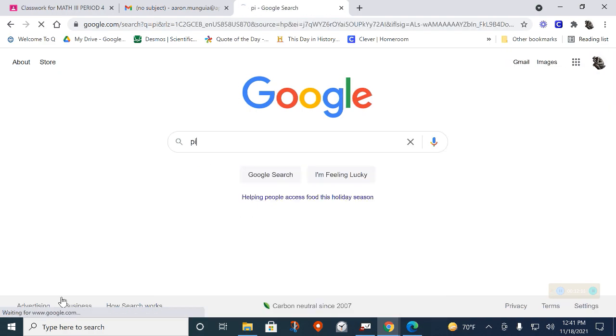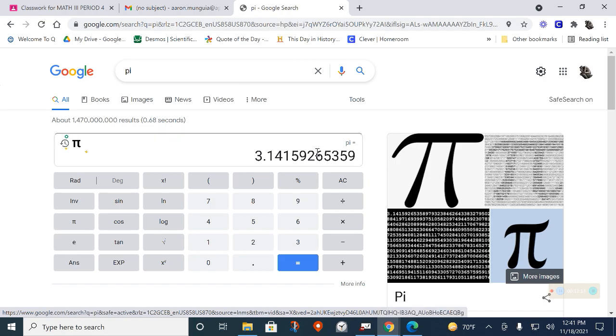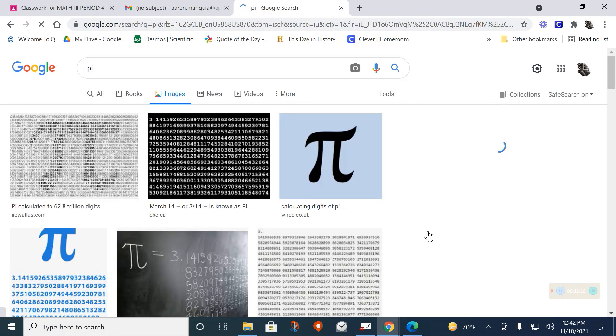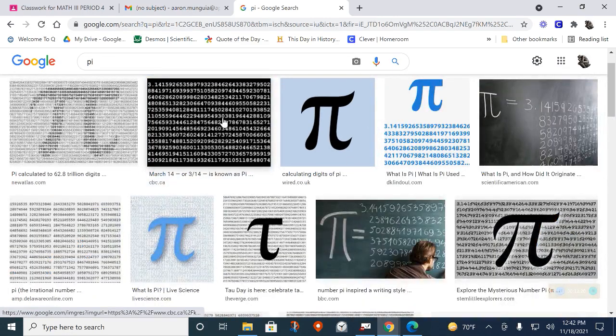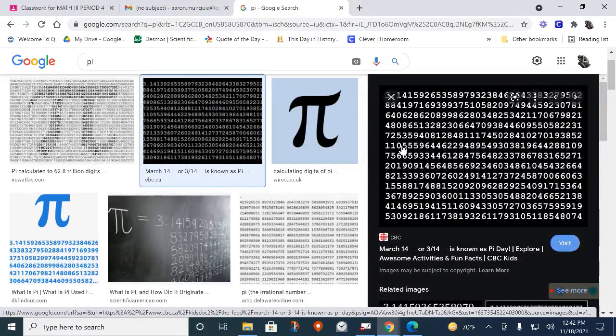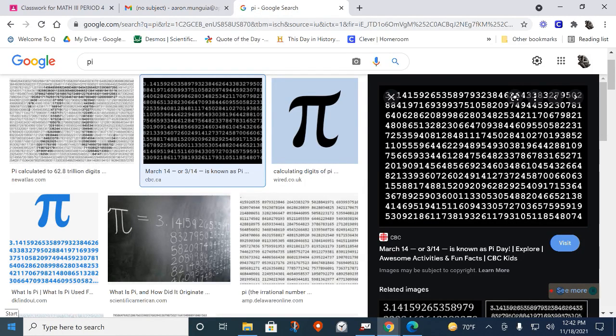Pi. How big is pi, the number? Look at there. It keeps going though. Look at that. Look at 3.14. 3.14, blah, blah, blah. It just keeps going.